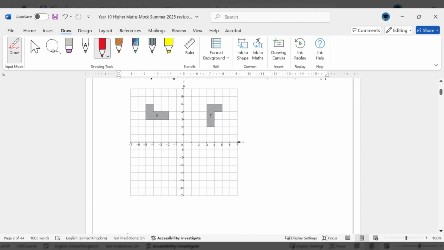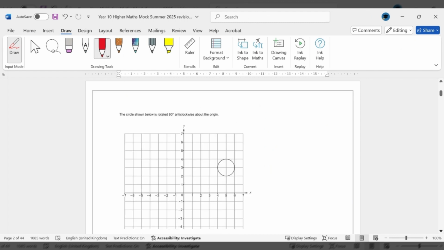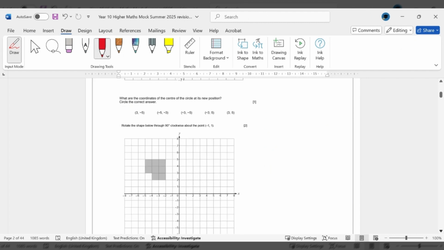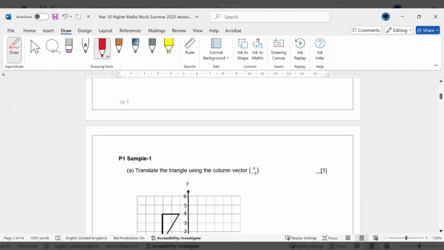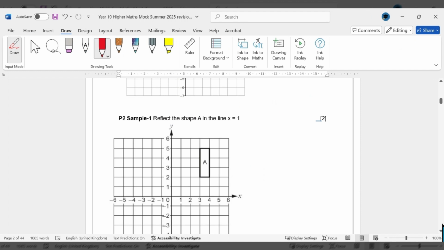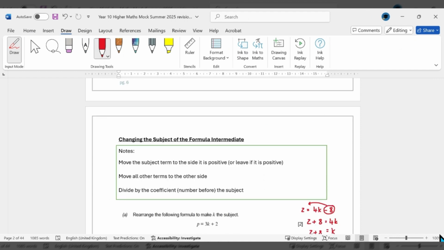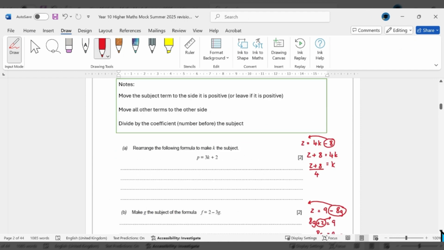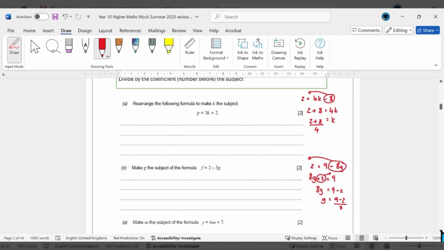As I said, I'm going to keep talking, ignore the rest of this. You can try all these other rotation questions. However, it then moves on to translation. Forget about it for today, or forget about it for tomorrow. Reflection, forget about it. Okay, changing the subject of the formula, we only need the intermediate versions.